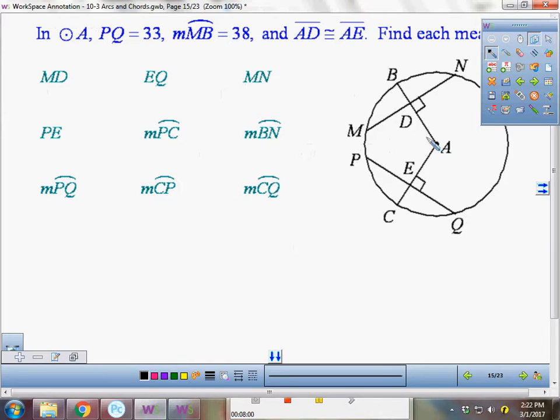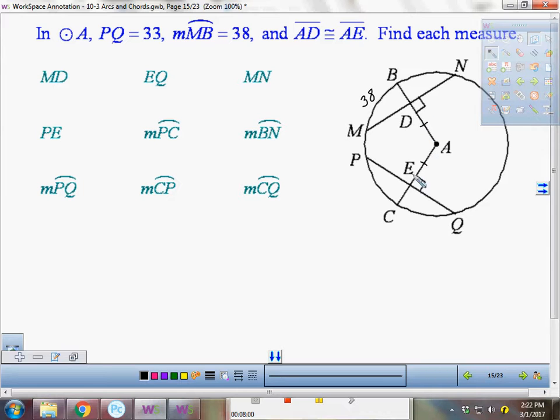All right, so in circle A, they tell me that PQ is 33. And I like to label everything before we even answer questions. So PQ, that whole thing, PQ is 33. I'm not going to write 33 on here because there's so many lines. All right, MB, this little arc right here, is 38. And then they tell me that AD, the piece from the center to that chord, is congruent to AE. So this is congruent to this.